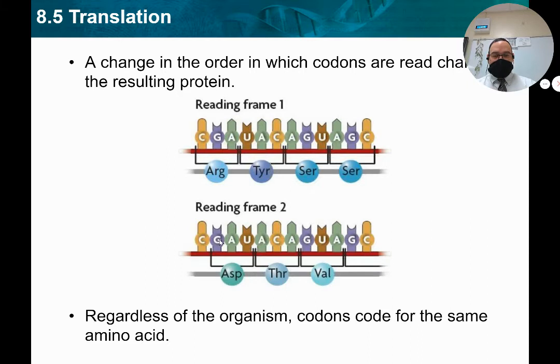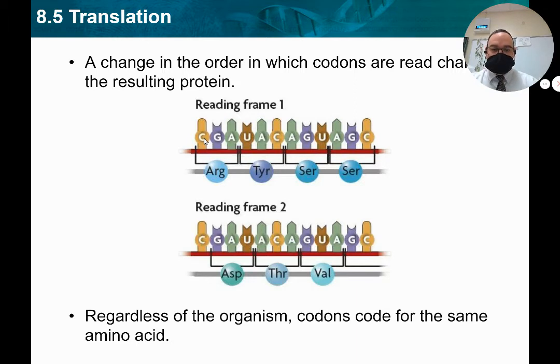But the question is, what if that's not the reading frame we wanted to have? What if the reading frame we wanted was actually C GAU ACA GUA? Where you start matters. Here we started at the C. Here we started at the G. This is why that start codon matters so much, because it tells you where to begin.